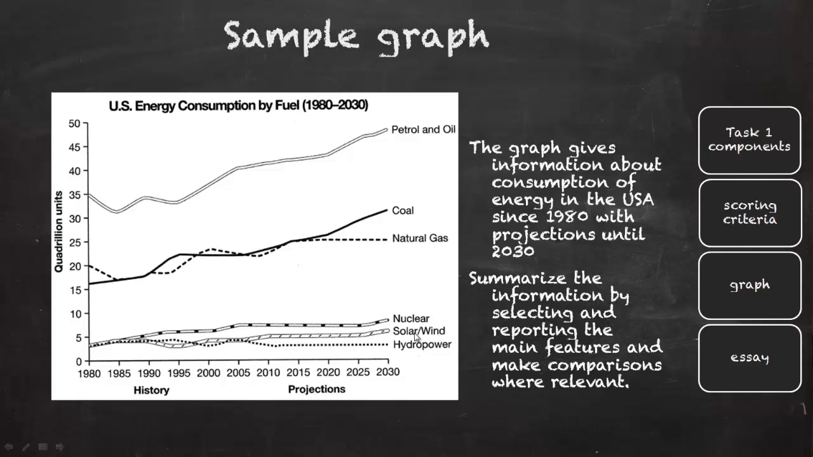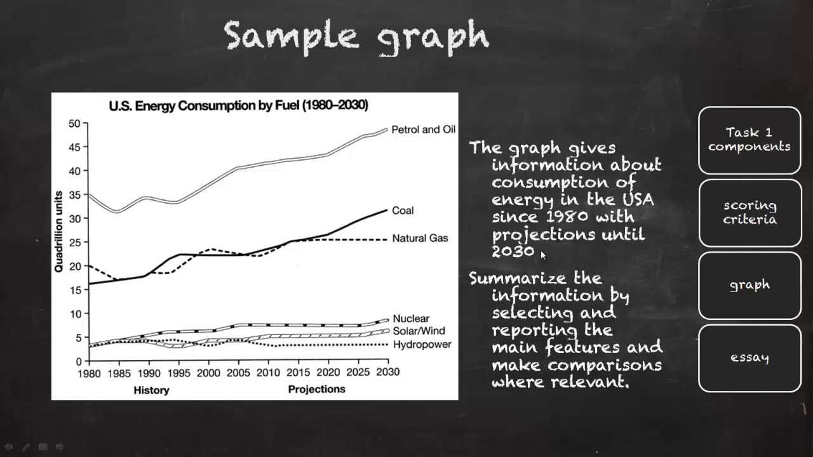Now every task 1 essay always comes with a question prompt. Okay, so the question prompt here says the graph gives information about consumption of energy in the United States of America since 1980 with projections until 2030. Summarize the information by selecting and reporting the main features and make comparisons where relevant. It always says this, so ignore this part. The more important part is here, the question prompt.